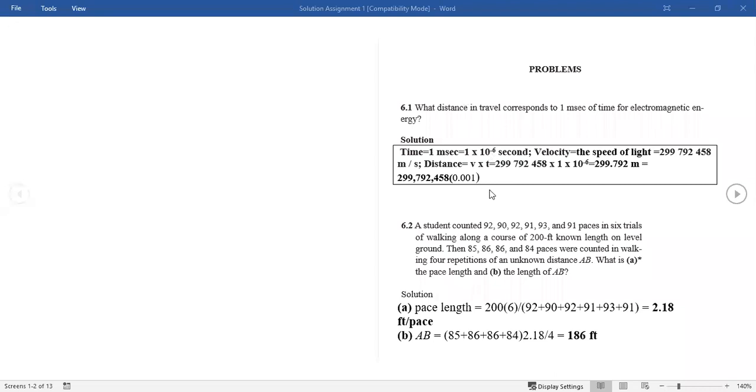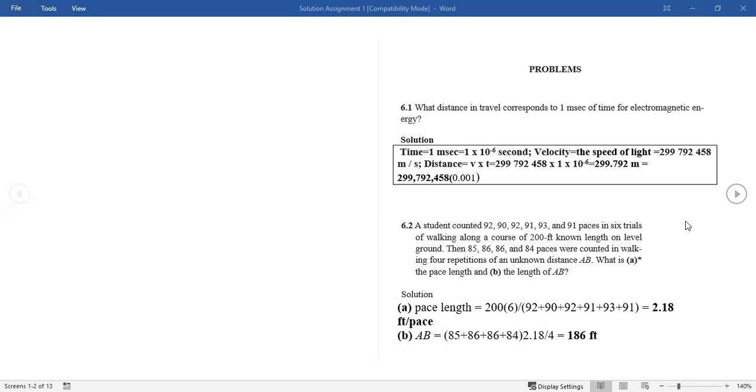So this is question 1. The second question is about pacing, and again it is very simple. All you need is to take the average of the pace, and if you divide the total distance by the average, you will know how much distance is covered by a single step during that survey.